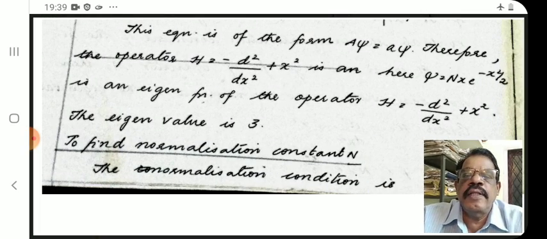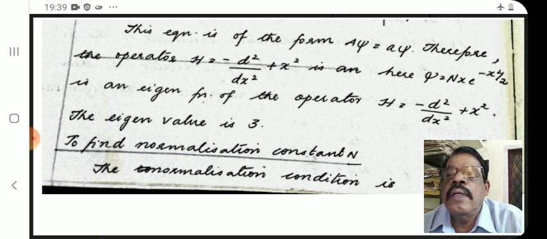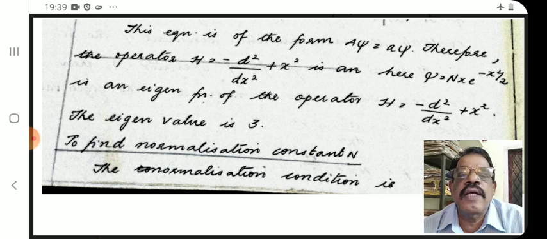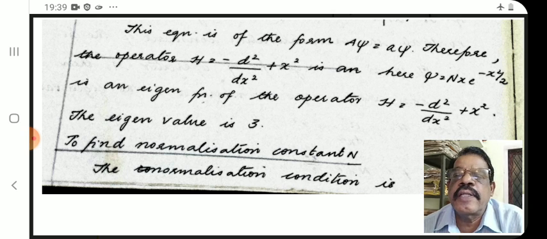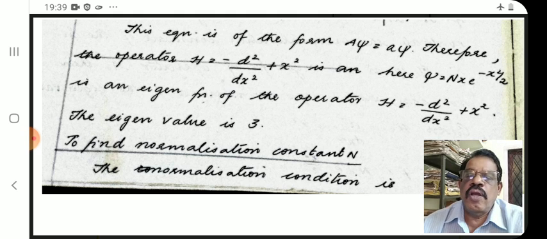So that is explained in this paragraph. Thus, this equation is of the form A psi is a psi. Therefore, here the operator is cancelled. Here, psi, which is nx e raised to minus x square by 2, is an eigenfunction of the operator H equal to minus d square by dx square plus x square. The eigenvalue is 3.